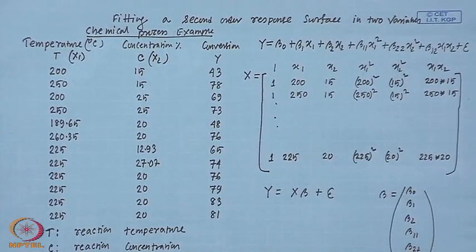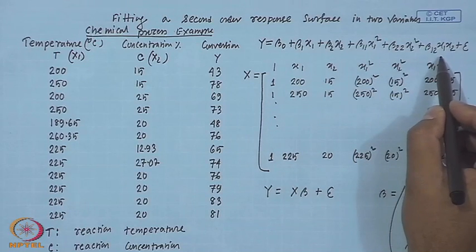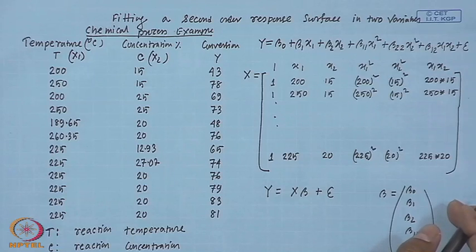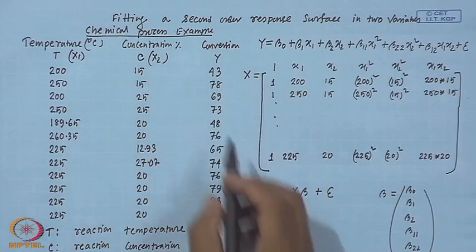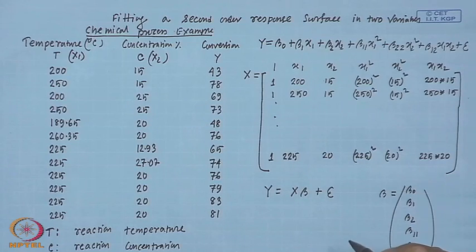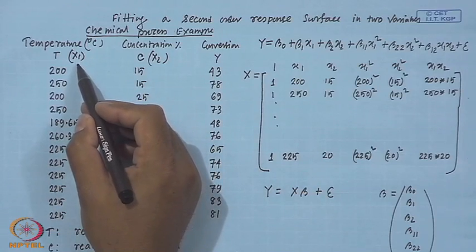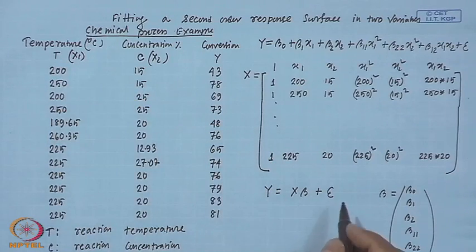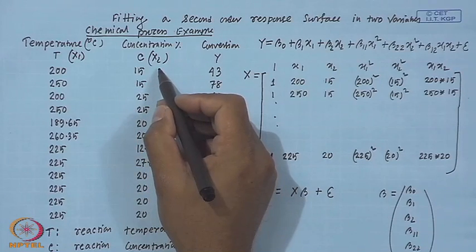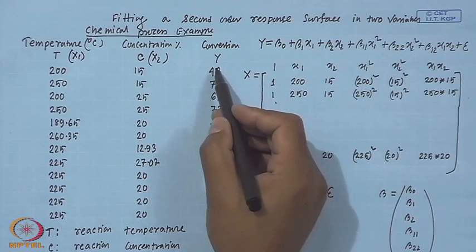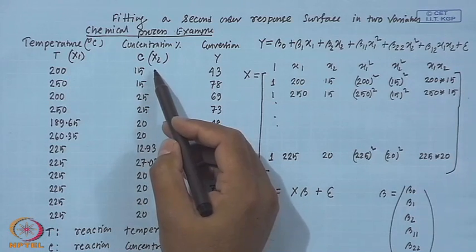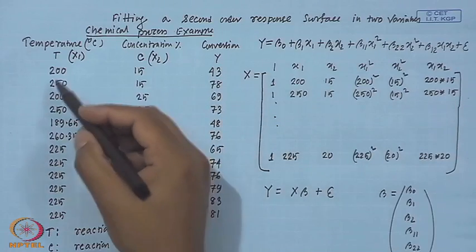I'll talk about the fitting of a second order polynomial in two variables by using an example here. This is a chemical process example, and here x 1 and x 2 are regressor variables. So x 1 stands for the reaction temperature, and x 2 stands for concentration. And the response variable y stands for percent conversion of a chemical process. So we have two regressor variables and one response variable, and we are given some data.